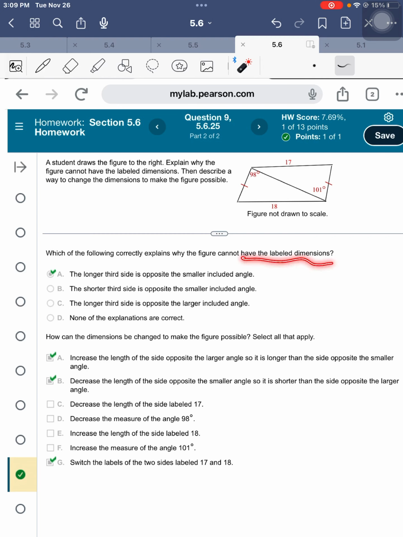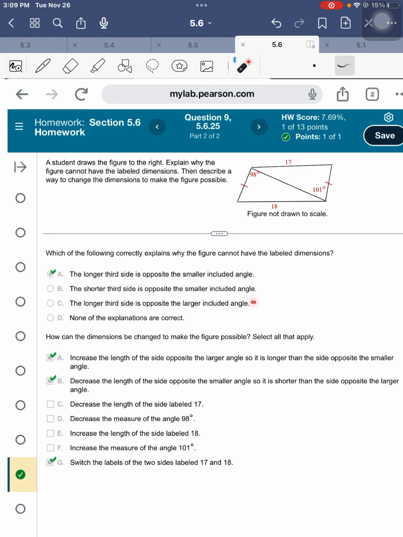So, which of the following correctly explains why the figure cannot have the labeled dimensions? The longer third side is opposite the smaller included angle. Yeah, that makes sense. Oh, by the way, you see how we're using the Hinge theorem? We're looking at the Hinge theorem to prove how this is not possible. Okay, so A is correct.